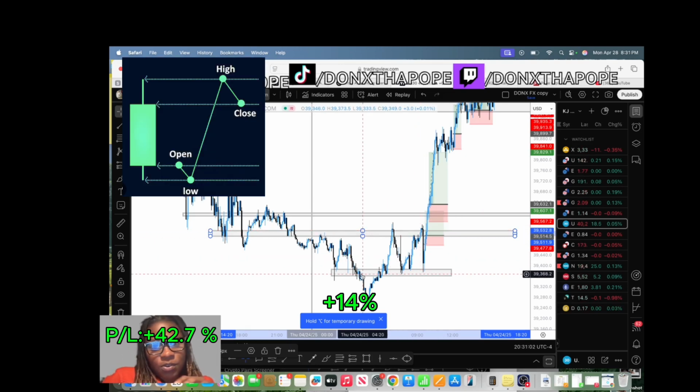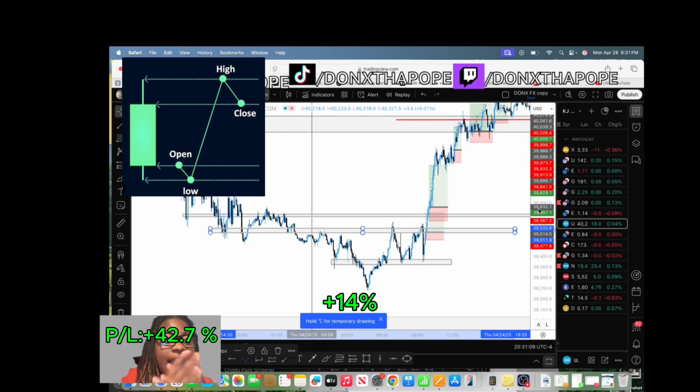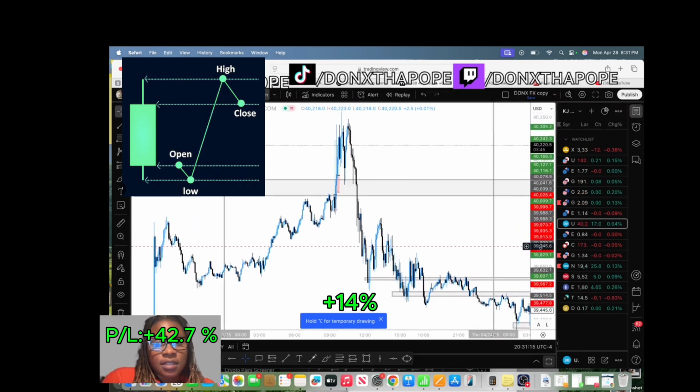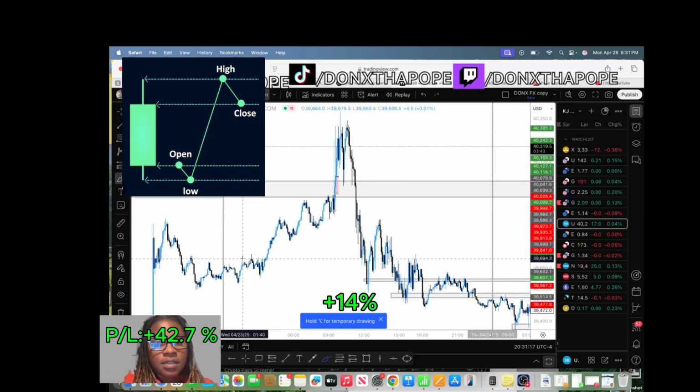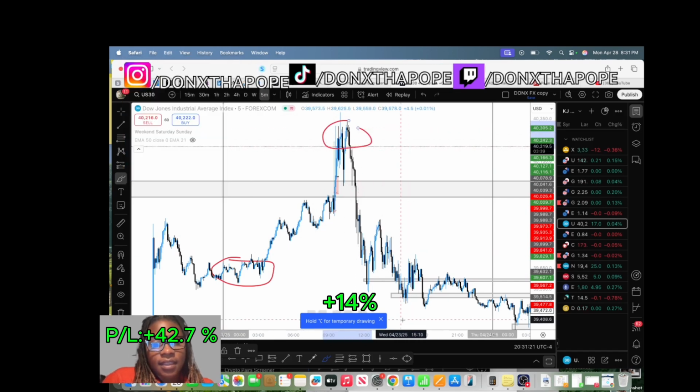Just want to chill, just want to wait. It came back up here around the low of the day, then it wanted to go on and make the high of the day. Sometimes price wants to do an open, high, low, and a close. This is the open. This is the high of the day. This is the low of the day.